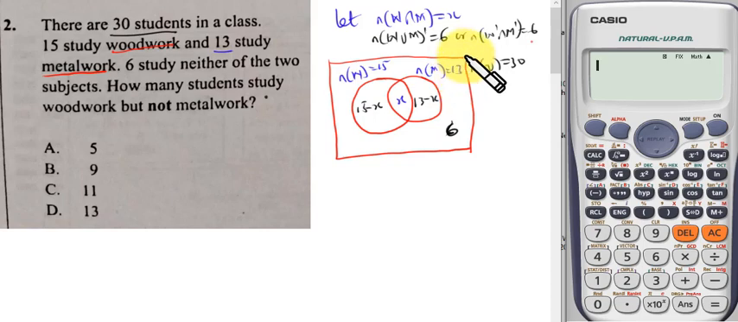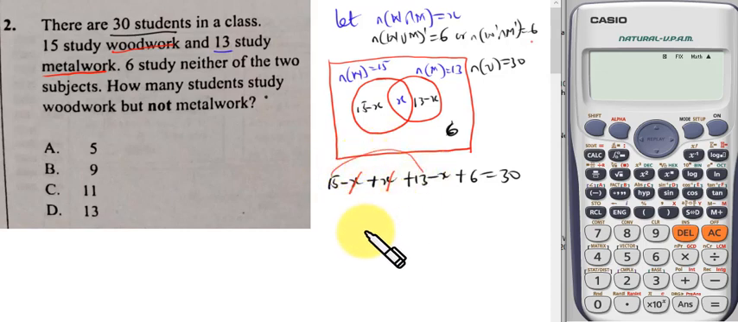So it means that when I add everything here, that is everything in the rectangle, it should be equal to 30. So the first item here is 15 minus x, plus the x here, plus 13 minus x, plus the 6, and this should be equal to 30. So let me see how I simplify this. I have negative x cancelling positive x here, and let me add these. 15 plus 13 is 28, and when I add 28 to 6, it will be 34. So 34 minus x equals 30.